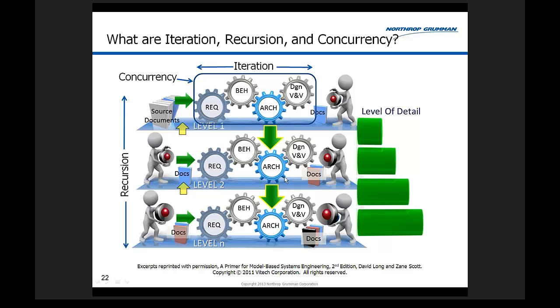All right, slide 22, one of my favorites, and I know the folks from Vitech will appreciate this. I certainly do. This is an excerpt from the Primer for Model-Based System Engineering, second edition, by David Long and Zane Scott of Vitech Corporation. It's one of the freely available books from Vitech, and in soft copy you can download it, and it's really a good book. The first few chapters are in good old system engineering. The last chapter was on model-based system engineering, and in there they include this very nice figure, and I've added a few things to it myself. I've added the iteration, concurrency, and recursion. Now let me tell you about this chart.